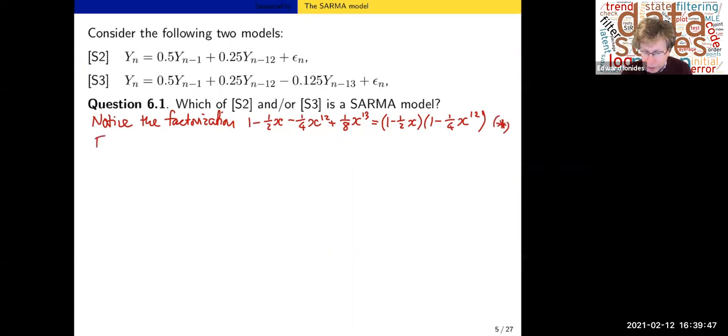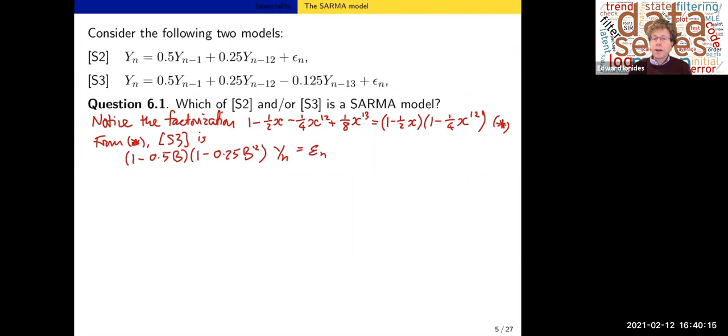From star, we can rewrite S3 in the following way: 1 minus 0.5B, times 1 minus 0.25 B to the 12, y n is equal to epsilon n. And this, we put in the form of a SARMA. S3 is a SARMA model.